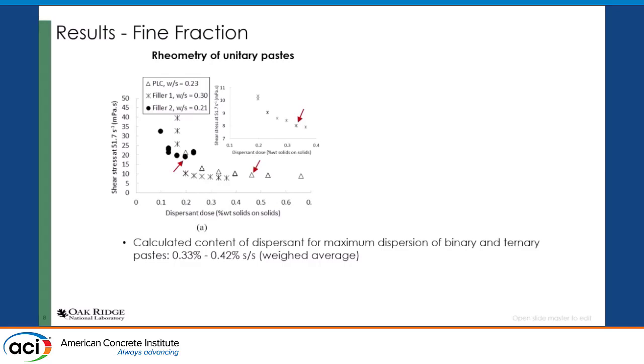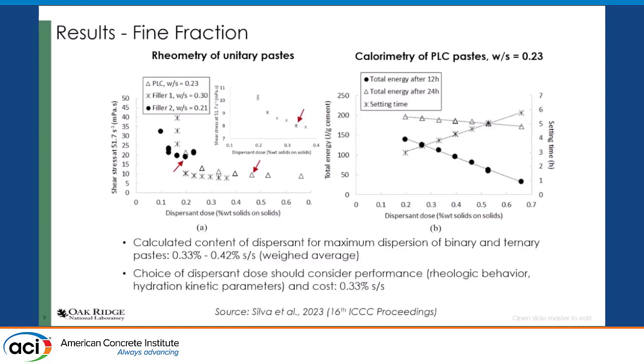In this case, depending on the composition of the paste, it ranges between 0.33 to 0.42 solids on solids. And when we look at the calorimetry parameters, we see that the dispersant has a linear impact in extending the set time and reducing the heat evolved after 12 and 24 hours. Remember, this is precast. 12 hours cannot be badly affected. So here we become conservative. We choose a lower amount of dispersant, the 0.33, because we don't want to retard the system too much.